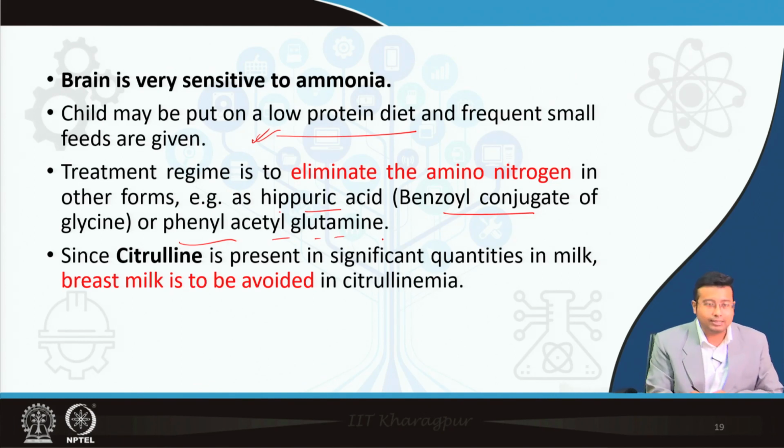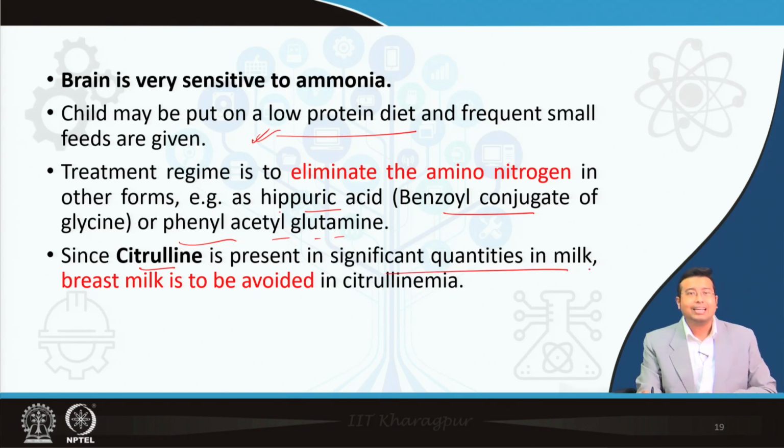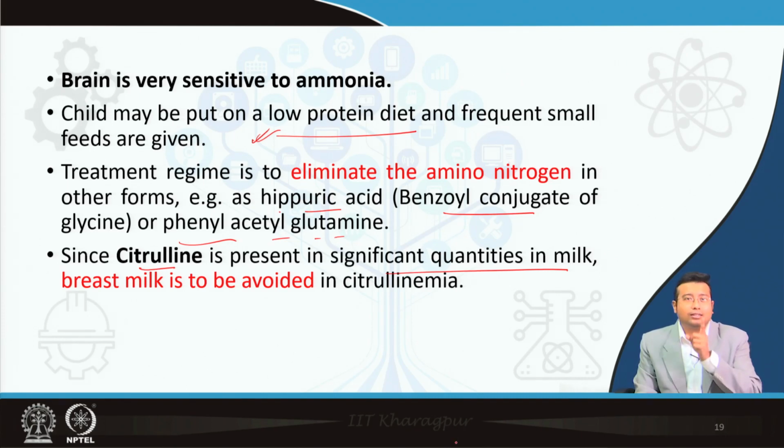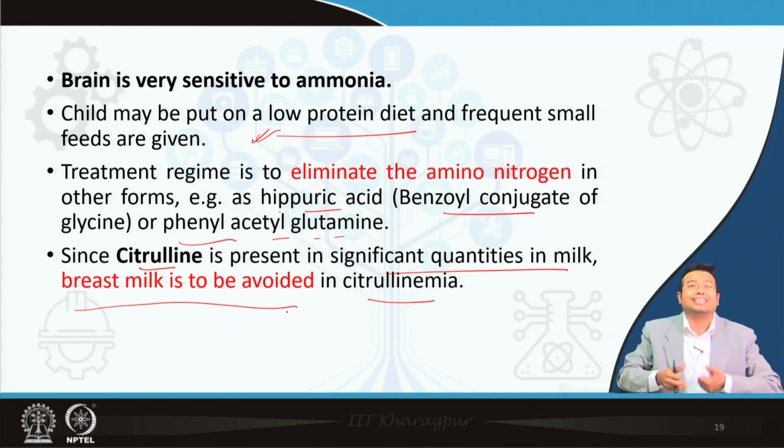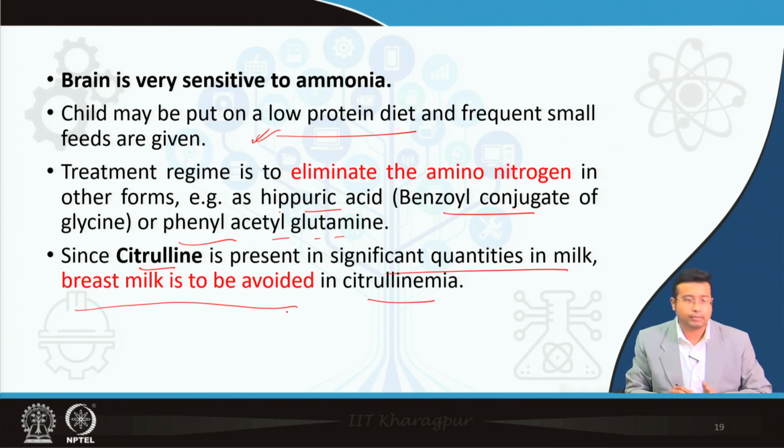Next, one thing to be noted: since citrulline is present in significant quantities in milk, there is a problem with deficiency. You can tell right now, citrulline is converted to the next product in a reaction. If that enzyme is deficient, naturally citrulline will accumulate and that will lead to citrullinemia. So, in case of citrullinemia, breast milk is to be avoided, because citrulline is already increased due to the urea cycle deficiency. We do not need an extra amount of citrulline from diet.